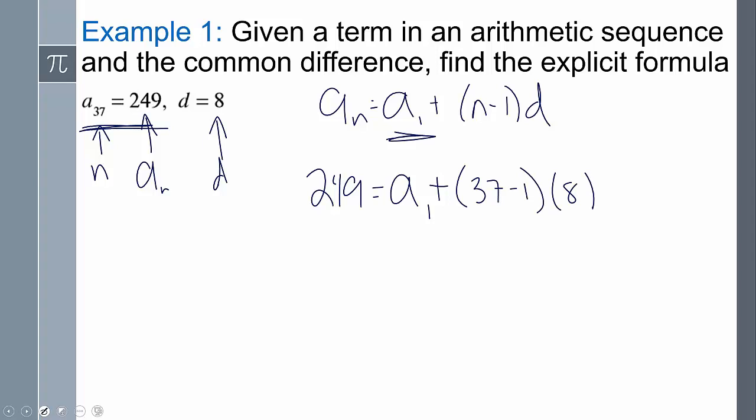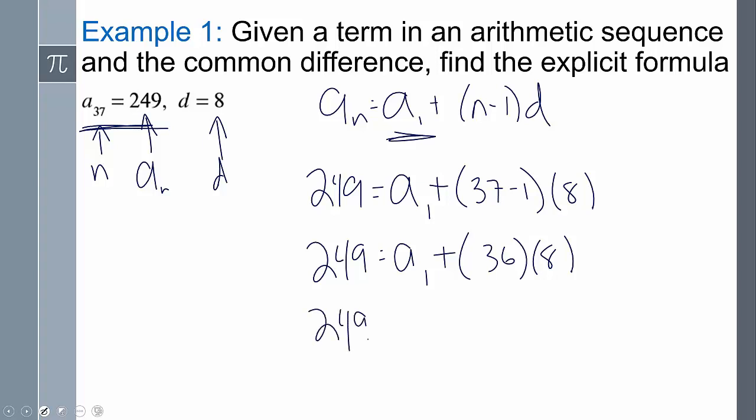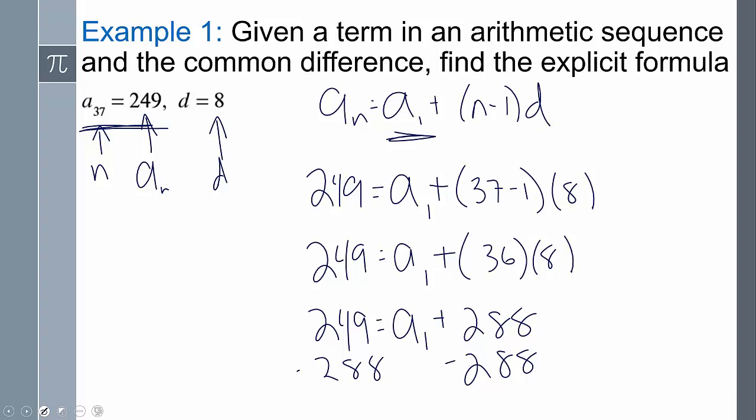So now all we have to do is just solve for that a sub 1. So you're going to get 249 equals a sub 1 plus, and this is going to be 36 times 8. And so that's going to be 249 equals a sub 1 plus 288. We're going to minus 288 from both sides. And so that's going to give us a sub 1 equaling negative 39.